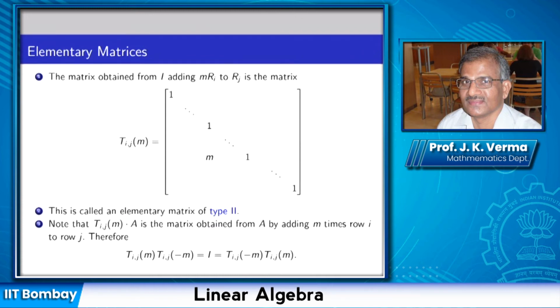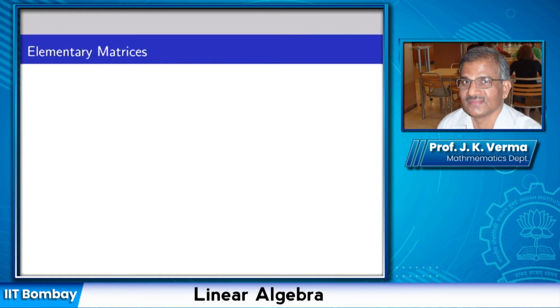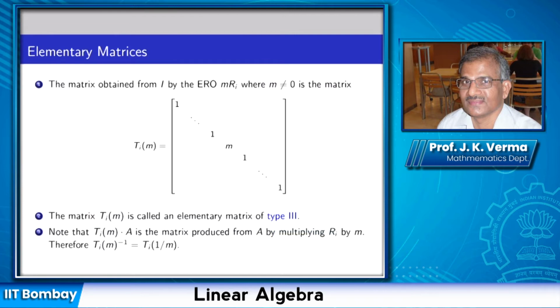So every elementary matrix has an inverse. The inverse is an elementary matrix of the same type. The parameter changes: m changes to minus m if it is the second elementary matrix, and m changes to 1 over m if it is the third elementary matrix. So we have proved that an elementary matrix is invertible, and the inverse is also an elementary matrix of the same type.